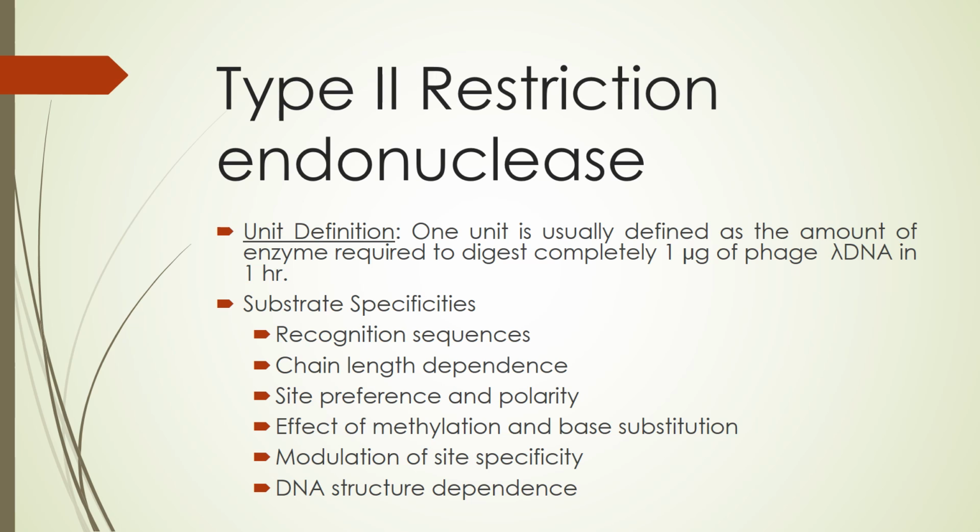Now the site preference and polarity. All canonical sites in given polynucleotides are not cut equally. For lambda DNA, the site nearest the right end is cut approximately 10 times faster than the site in the middle of the molecule. This apparent polarity is also shown in several other restriction enzymes and in varying degrees depends on the substrate DNA.